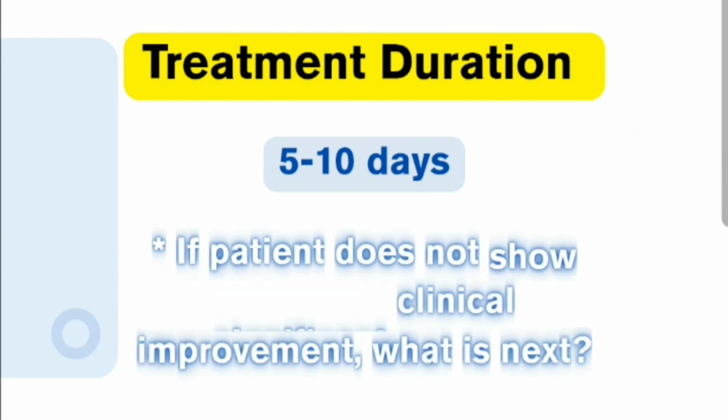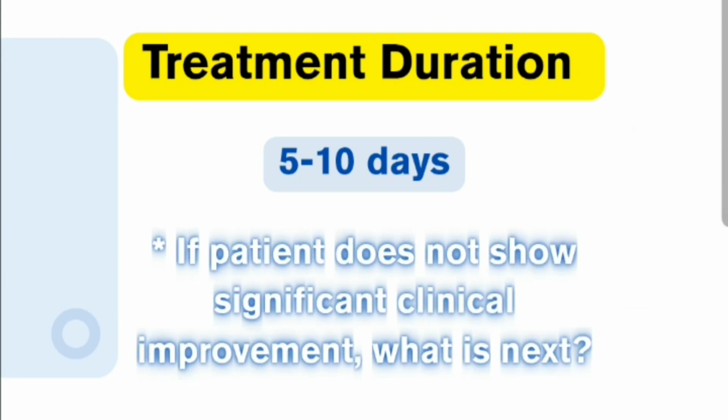Now the question is, if the patient does not show significant clinical improvement, what is next? So, the patients who don't show any significant clinical improvement after 5 days of empirical antibiotics should undergo repeat paracentesis to assess treatment efficacy. If the ascitic neutrophil count has not decreased by 25%, antibiotic coverage should be adjusted according to culture and sensitivity results. Also, secondary causes of peritonitis should be excluded.